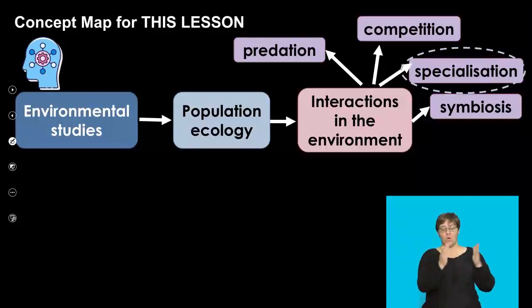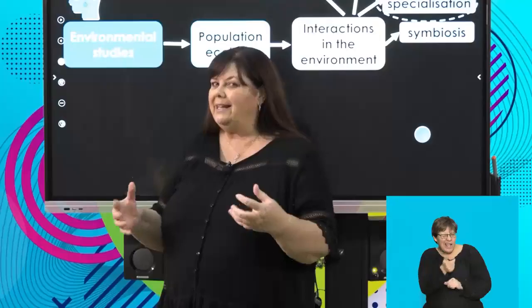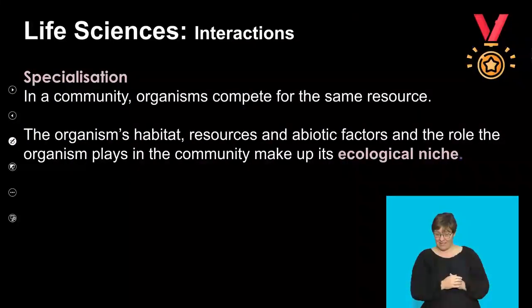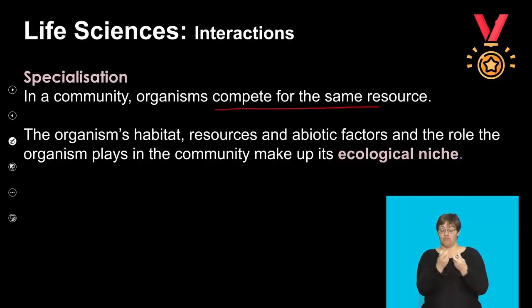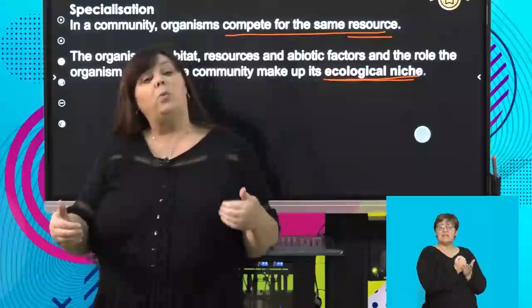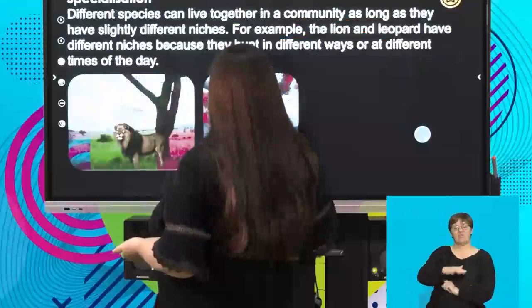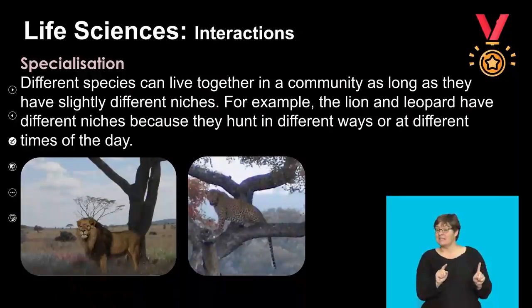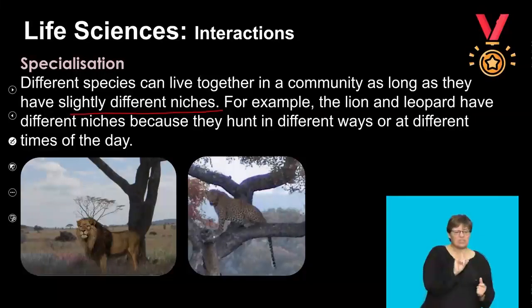Now, moving on to specialization. Specialization is very closely linked to competition. So when we talk about specialization, we're talking about competing for the same resource, and we need to introduce a new term, ecological niche. Now, what is a niche? Well, a niche is the organism's habitat, where it lives, as well as the role that it plays in the environment. So different species can live together in a community as long as they have slightly different niches.